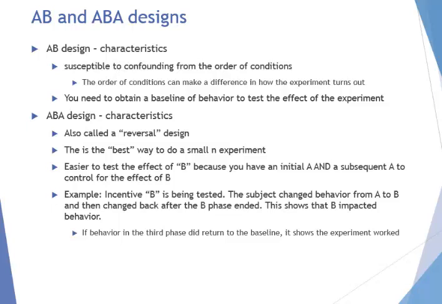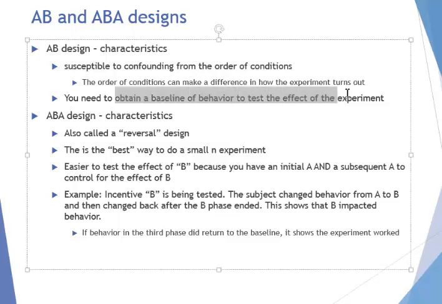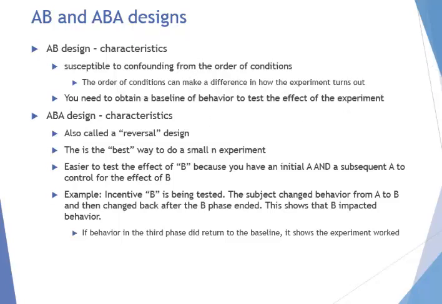So the problem with the AB design is that it's susceptible to confounding. Maybe the child started behaving better because the parents started paying more attention to the child, or because the child grew older, or whatever it is. There's no real good way to know that the reason for the child's behavior at that time was specifically the independent variable. So you need to obtain a baseline of behavior to test the effect of the experiment. You don't know that your original A phase was really a good baseline.